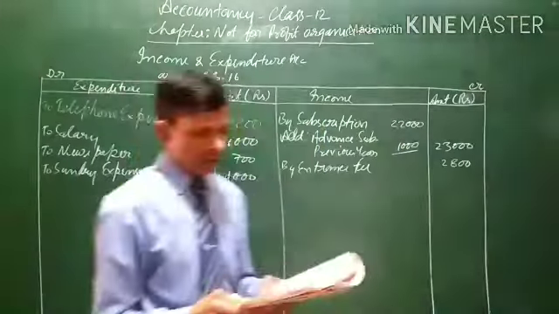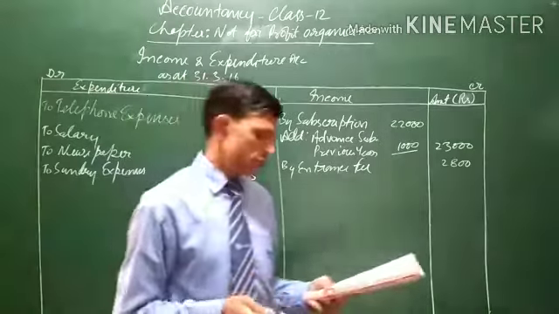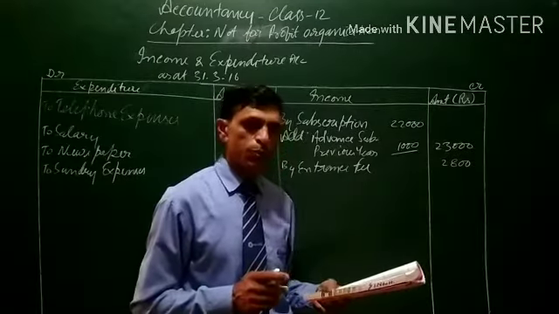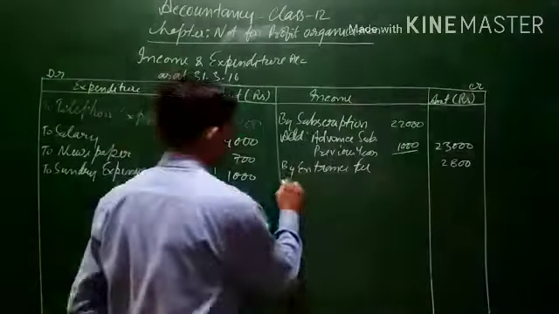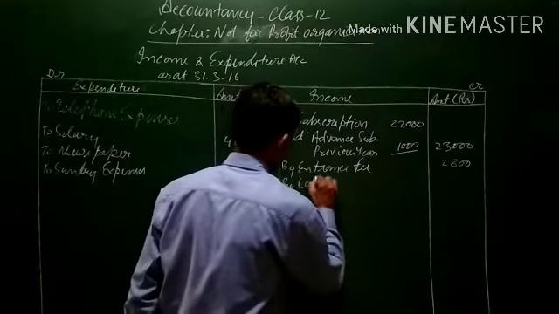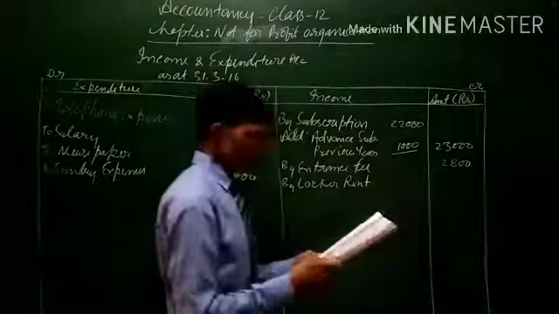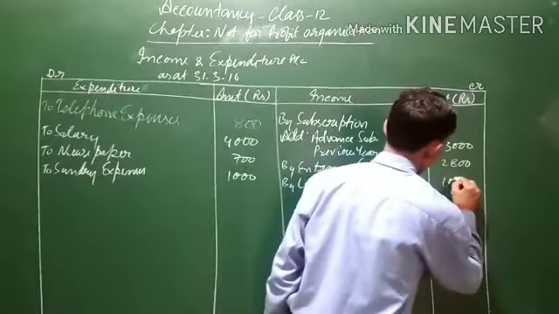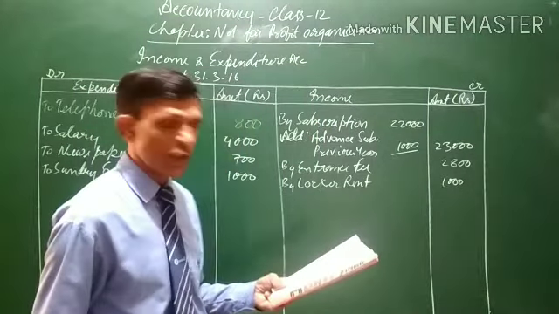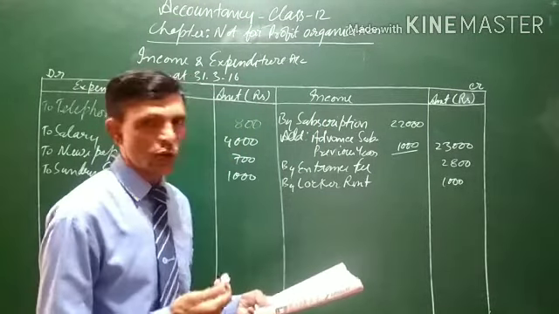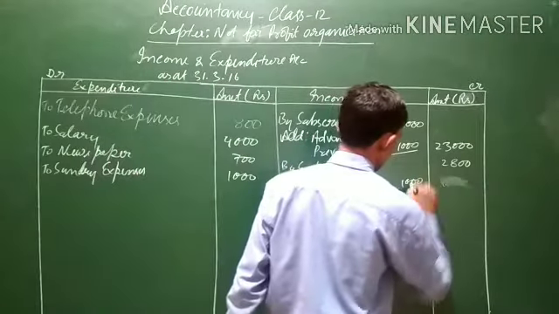Next is locker rent. Again, in the previous year balance sheet, advance locker rent of the previous year is also mentioned. So this will also be considered as income for the current year. So we will be writing here by locker rent, and the amount of the current year is 1,000. And locker rent received in advance, that is, given as advance in the previous year, means it belongs to the current year. This will be added. The amount here we will be writing is 1,200.